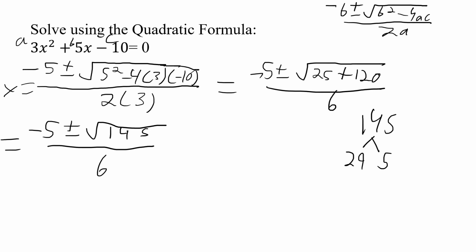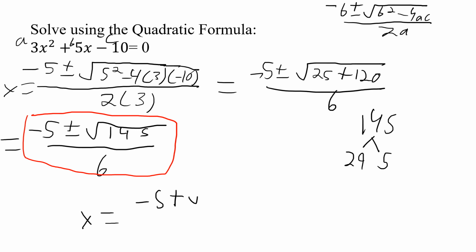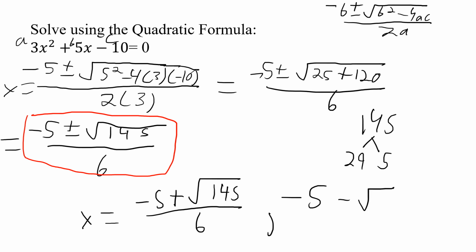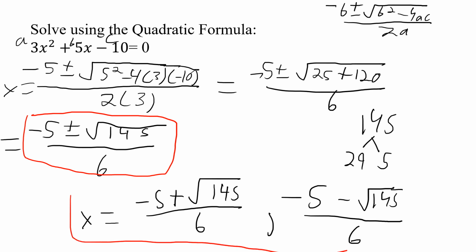So many teachers and professors will actually accept this as a final answer, since there's nothing we can do to simplify it further. Some teachers and professors may recommend that you write it out like this, where you have one fraction for the plus here, and then one for the minus here. So you could split that plus or minus up if you wanted to, but there's really nothing else you can do to this, because that square root of 145, it's not going anywhere. There's nothing you could do to simplify it. So either one of these boxes would be acceptable to me.